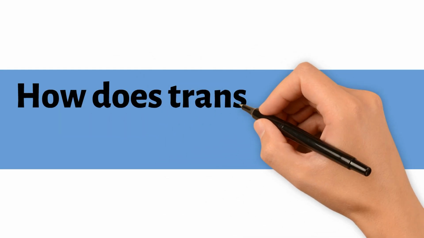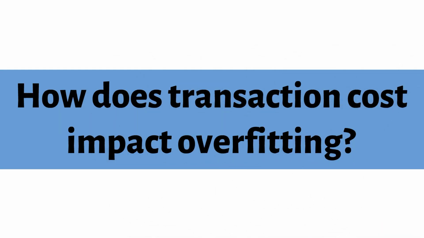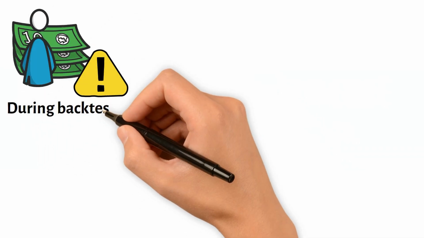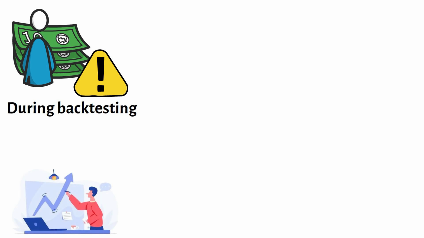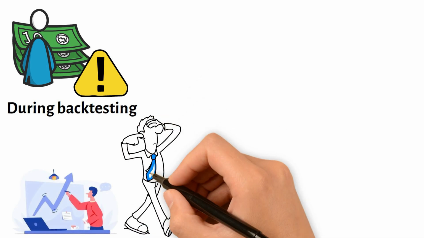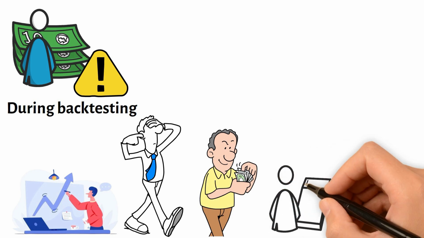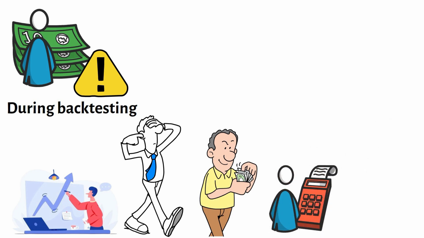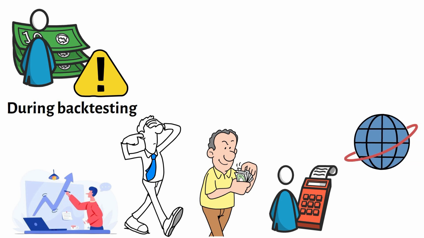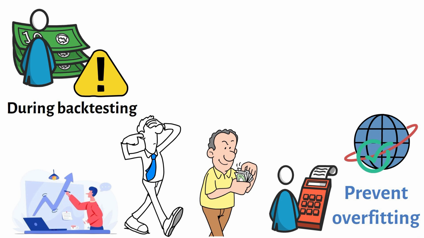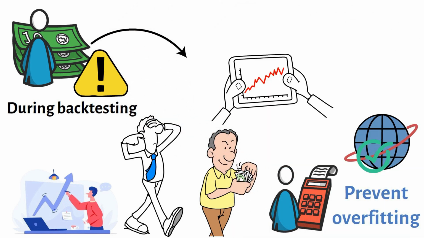How does transaction cost impact overfitting? Transaction costs can increase the risk of overfitting in trading strategies during backtesting. When backtesting, if these costs are ignored, a strategy might appear more profitable than it really is. By including transaction costs such as fees and slippage, the real-world effectiveness of the strategy is more accurately assessed, which can help prevent overfitting. In today's markets, commissions are almost zero, but slippage is a much bigger issue.